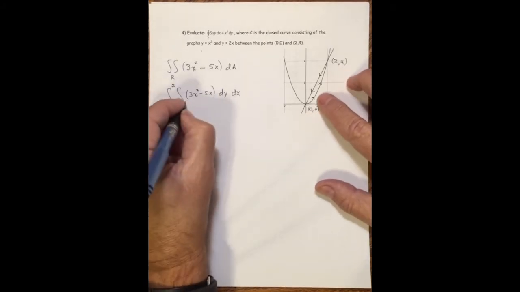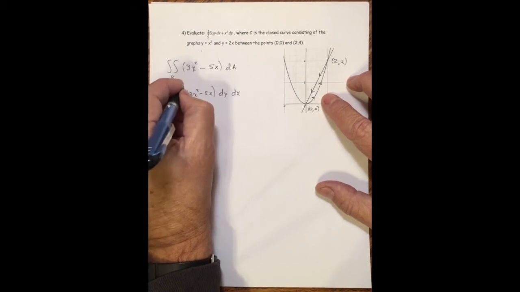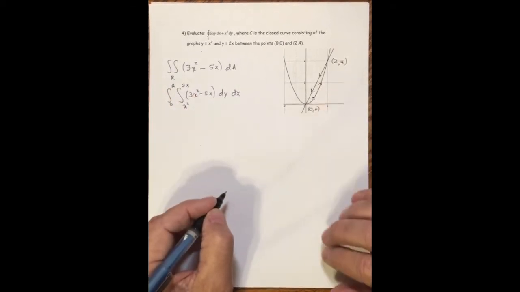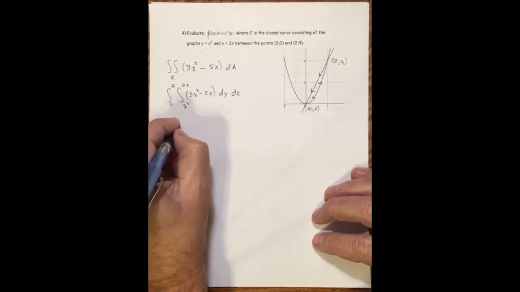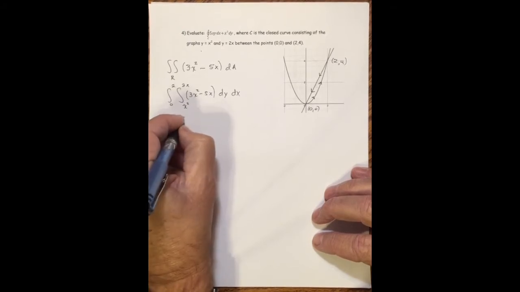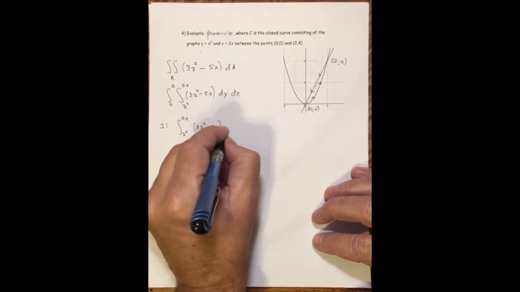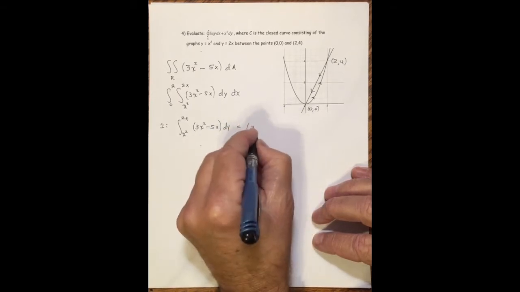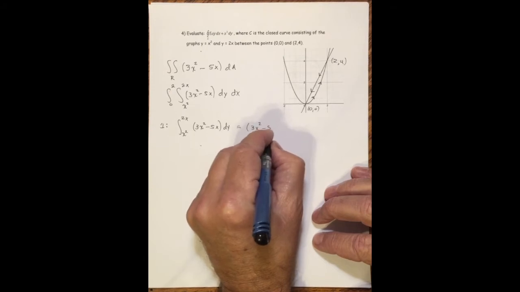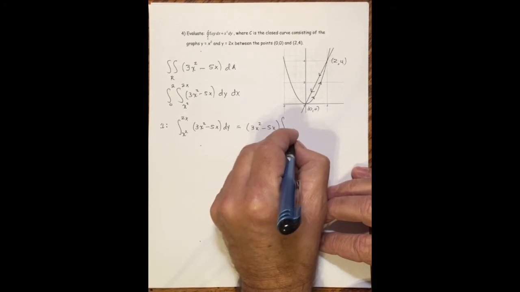What's y going to do? Y is going to go from the parabola, which is x squared. That's the low y. And then it's going to go up to 2x. I'm just going to do that to avoid square roots. So the first integration: x squared to 2x of 3x squared minus 5x dy. Well, I'm integrating with respect to y, so in this case, the quantity 3x squared minus 5x would be thought of as a constant.